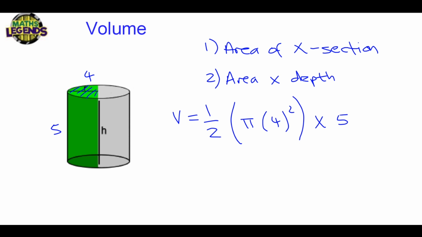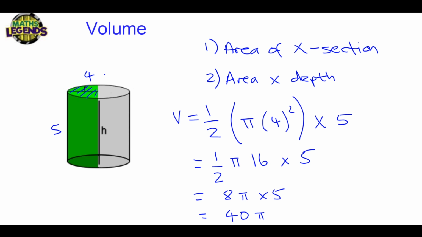So let's simplify. This is a half times pi 4 squared, which is 16, times 5. Simplifying further, you get 8 pi times 5, because 16 divided by 2 is 8, which simplifies to 40 pi. Again, a reminder, if the question was written in centimeters, then the volume would be centimeter cubed.